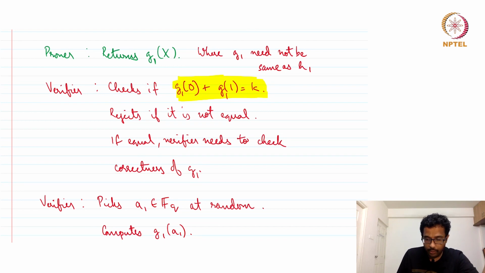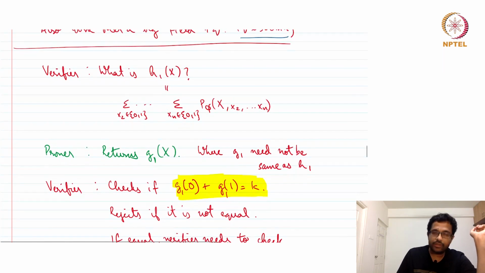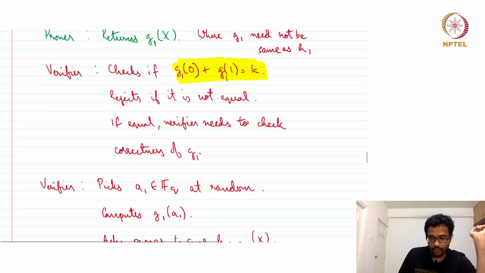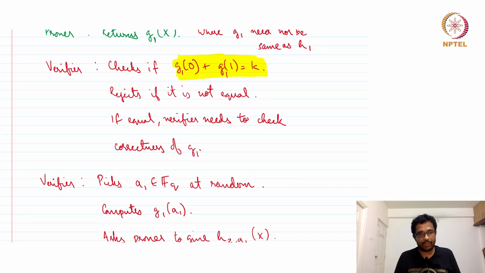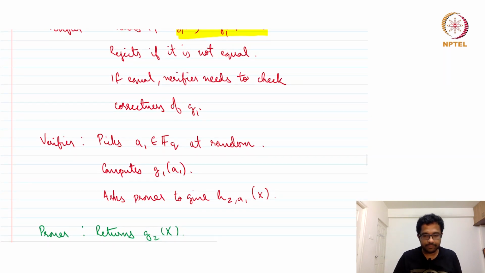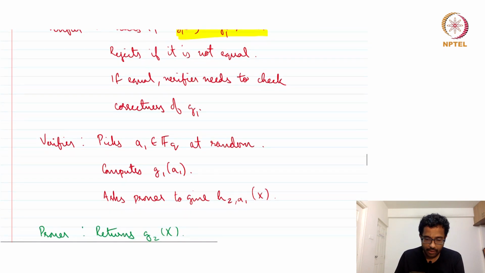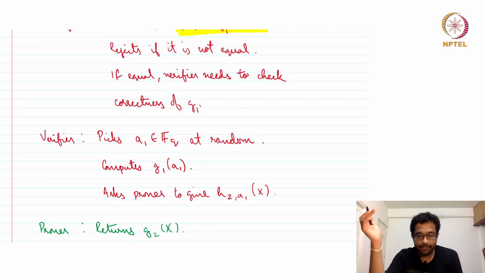Now the verifier will want to check whether g1 is the correct polynomial, whether g1 is actually equal to h1. So this is the rest of the algorithm. You can think of it as a recursion, but just for clarity I will explain a couple more steps. There is one more aspect that I have not mentioned, but I will mention it now. Now the verifier needs to check whether g1 is indeed h1.